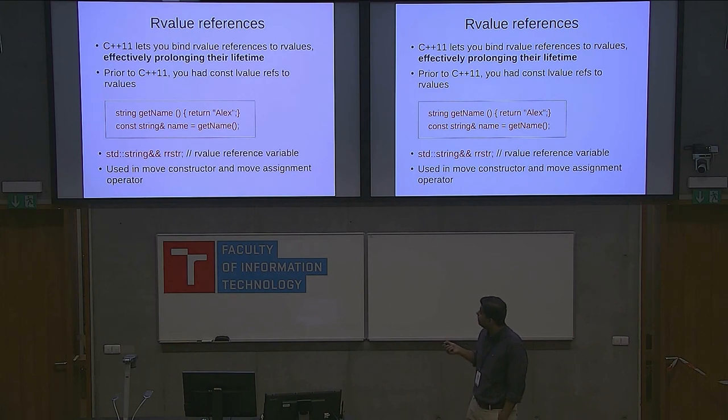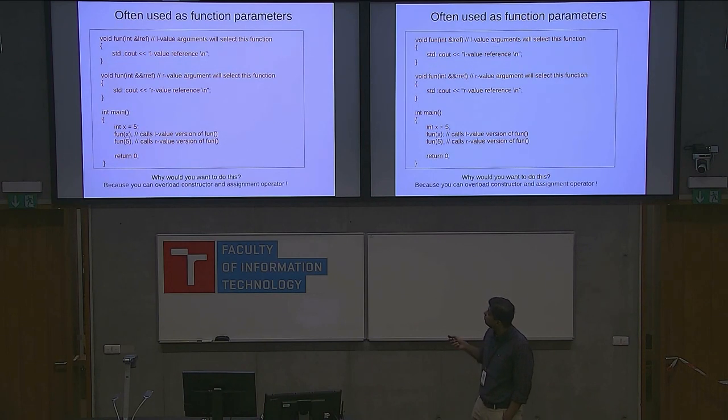There is this new reference variable, the R value reference, which is a double and. The L value one was a single and. And it's generally used in the move constructor and move assignment operator. All right, you can do it in any function. So if you have a function called fun, and this is an overloaded function, in C++ you can have the same name taking different types. So this one takes an L value reference, this one takes an R value reference. So if you call it with an L value, like X, the L value one will be called. If you call it with a temporary, like 5, the R value function will be called.